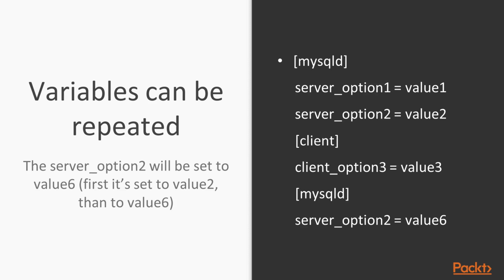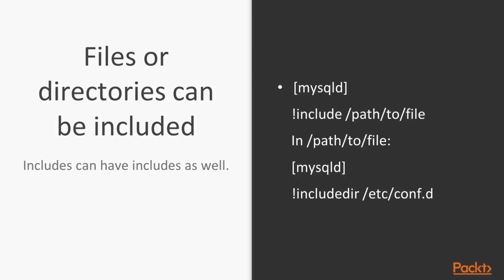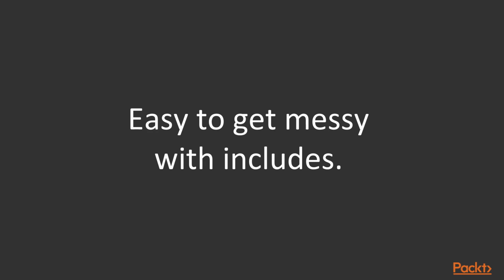Between sections, or even in a single section, variables can be repeated. In the example above, the configuration file will be parsed in sequence, so at the end of the parsing, server option 2 will be set to the value 6. MySQL configuration can include files or directories in any depth. Included files can have includes as well. This is very easy to get messy with.